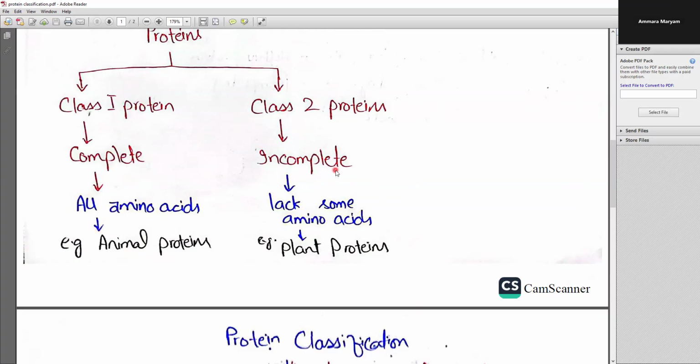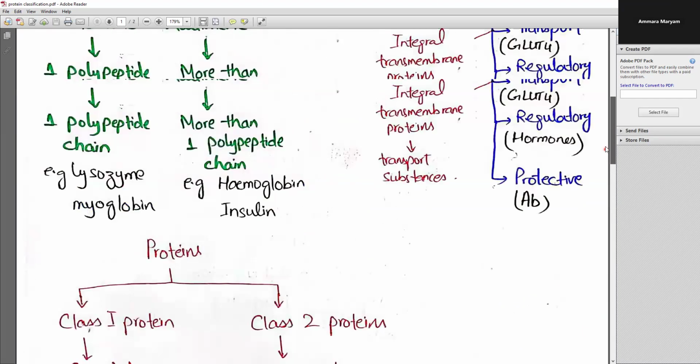And the incomplete proteins, which are categorized under the class 2 proteins, are named so because they lack some amino acids. Some amino acids are not present. Such proteins are categorized as incomplete proteins. So all the plant proteins are known as incomplete proteins or class 2 proteins.